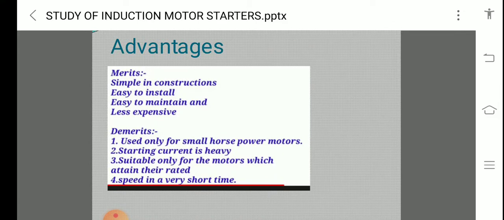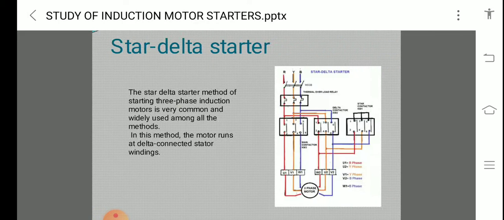The advantages of using this type of starter are that it is simple in construction, easy to install, easy to maintain and less expensive. The demerits are that it is used only for small horsepower motors, which is the main disadvantage. Here the starting current is heavy and it is suitable only for motors which attain their rated speed in a very short time. That's all about the direct online starter.